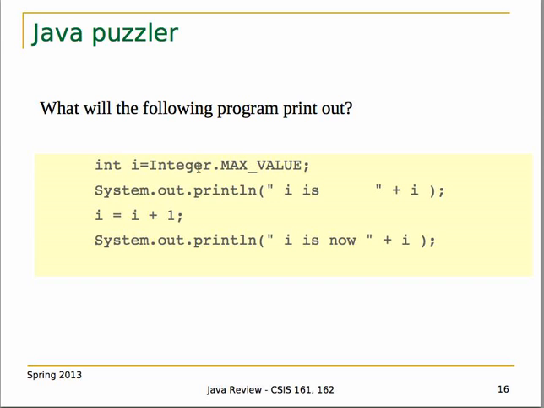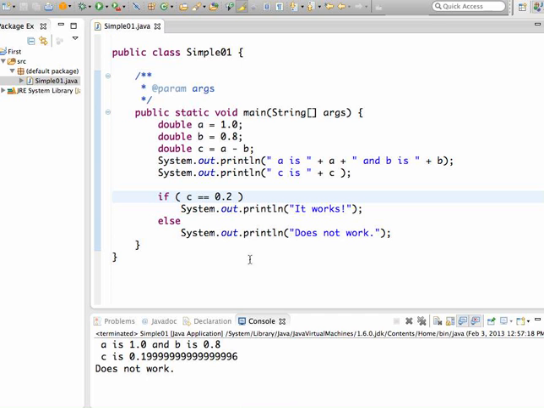We get the maximum value that you can hold in an integer, and we print it out, and it's something like 2 billion. Then we add 1 to it, and what do we get? We get something very surprising. If you haven't seen this before, it is pretty surprising.